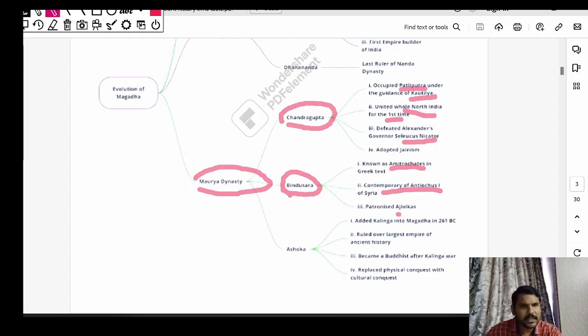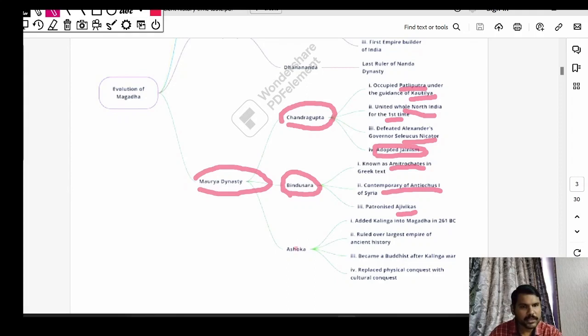So he patronized Ajivikas. One important thing about Chandragupta Maurya was he adopted Jainism. He adopted Jainism at the last stage of his empire. When he gave up, he gave his throne to Bindusara. He had adopted Jainism and he went to Shravanabelgola, which is in today's Karnataka. And there he had taken Salekana. Salekana is a process in Jainism where they stop eating gradually and you attain moksha. From the exam point of view, this is very important. Chandragupta Maurya had adopted Jainism.